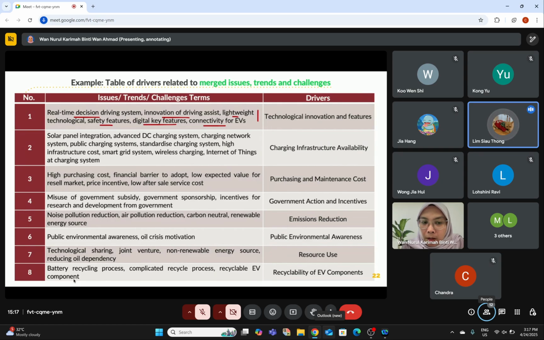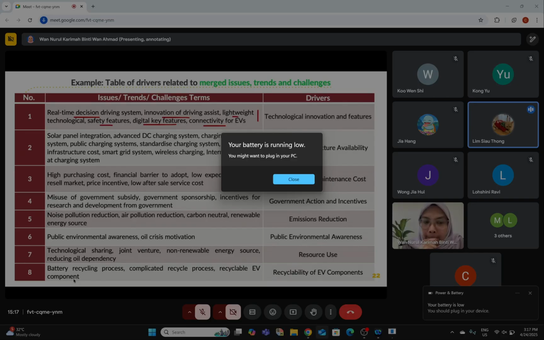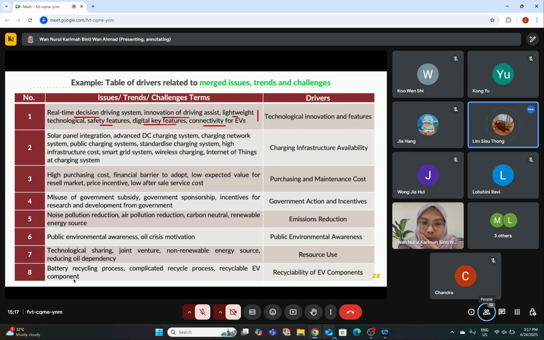Social, technology, environment. Okay, can you tell us which one is related to social factor? The safety feature, innovation of driving assist. Okay, so those are related to social factor, betul? And technology? Digital key feature, lightweight technological, real-time decision driving system. Okay, betul. And termasuk juga innovations of driving assist tu kan.